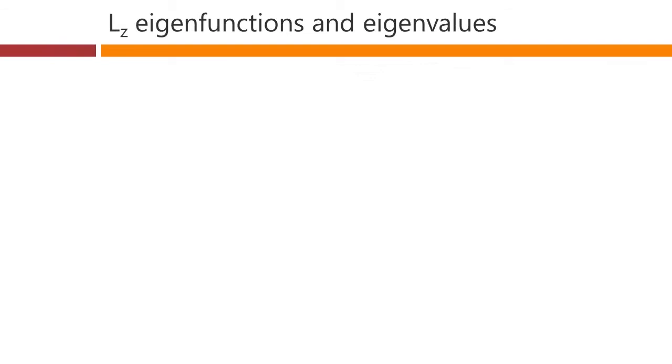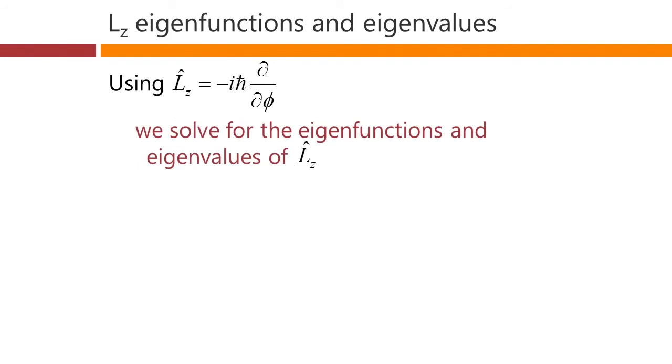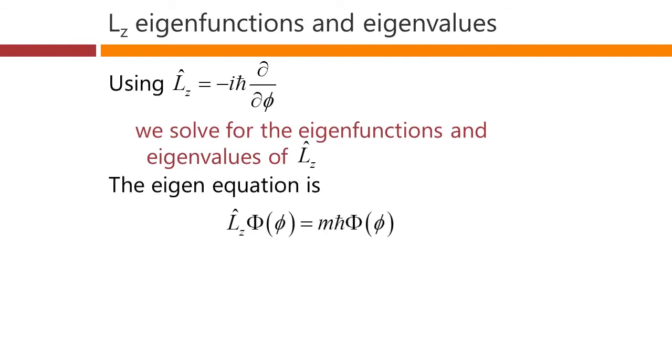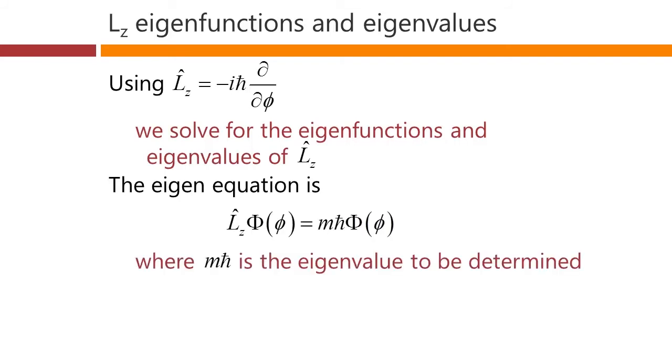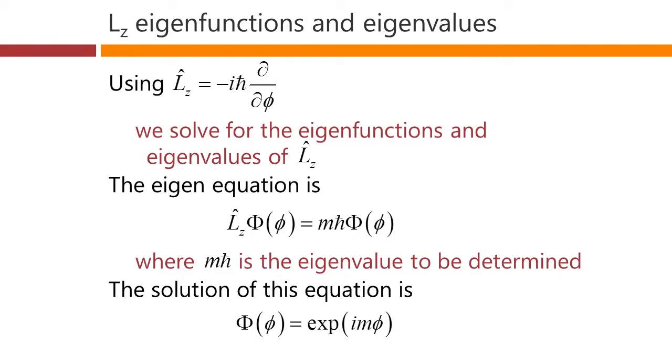Because we've got such a simple expression for the Lz operator, we can look right away at its eigenfunctions and eigenvalues. The eigenequation would be some eigenvalue times the same function, of course. And we have chosen to write that eigenvalue in the form m h bar. We've not yet figured out what this number is, but we're going to solve this eigenequation to deduce that. Rather obviously, you can check that a simple function of the form e to the i m phi would be a solution of this equation, and we would get m h bar here.